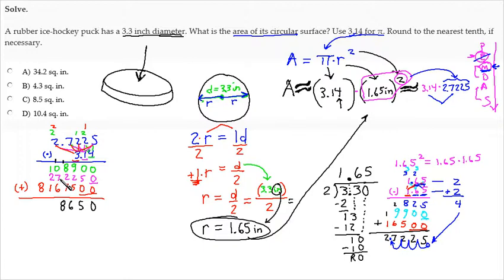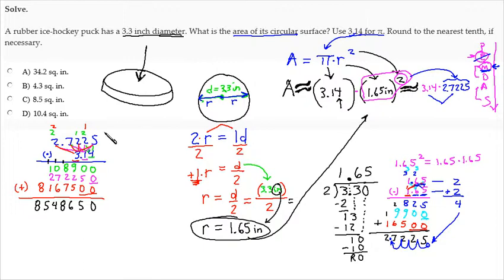1 plus 7 is 8. 8 plus 6 is 14. Carry a 1. 1 plus 1 is 2. 2 plus 2 is 4. 4 plus 1 is 5. And 8. Now we go through and count the number of decimal places that we're working with.